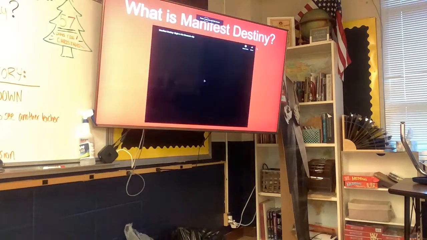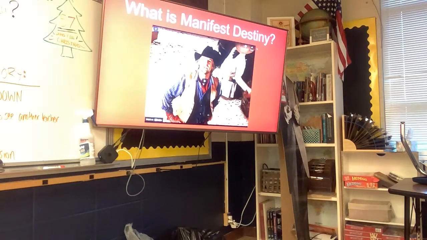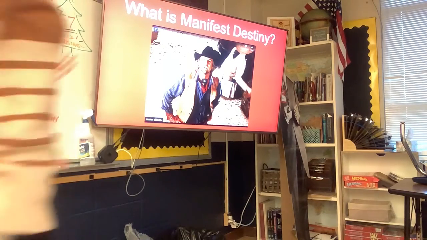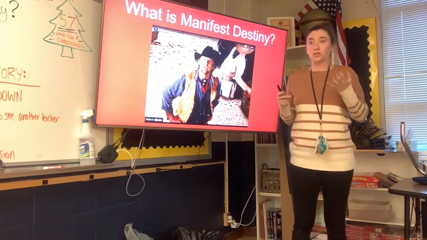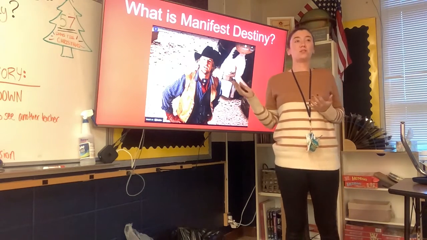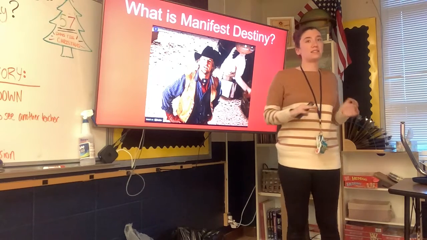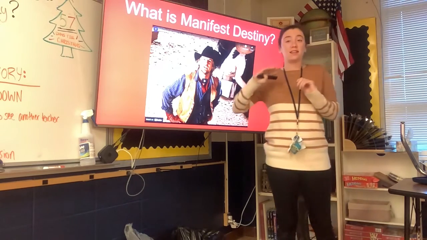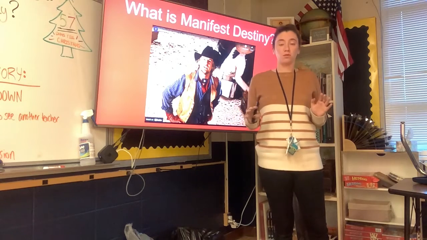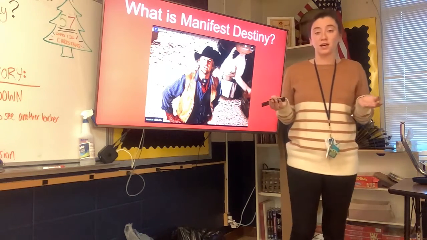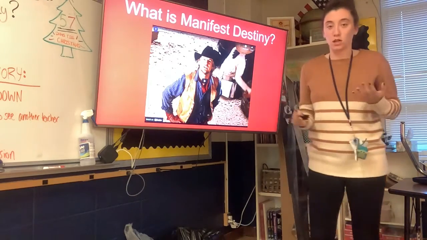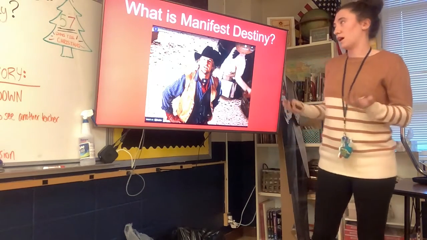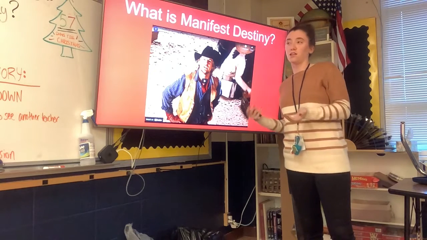And you've probably heard of this term before, but basically what white settlers believed is that God was telling them to move out west, and whatever was in their way, they needed to get rid of because God was telling them to move out west. We've heard that before, toxic religious justification for actions, when we talked about the Confederate States of America in their Constitution.